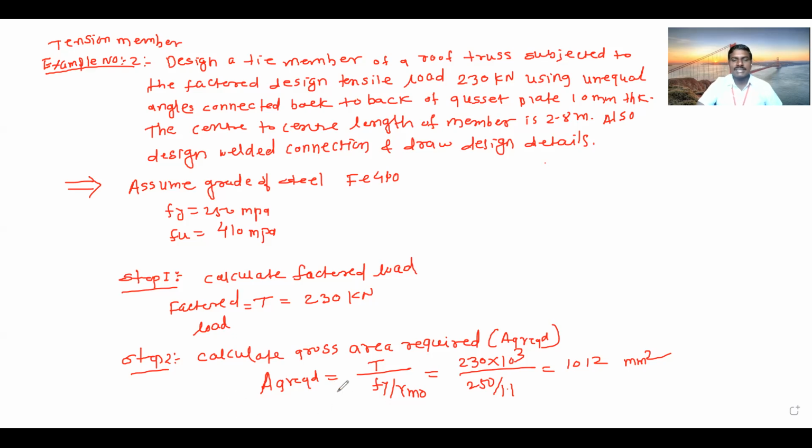Have you solved the last example? Yes, sir. So why have you not solved? As I told you, I gave two conditions: either you can place the bolt in one row, or you can increase the area. In this way I have told you.